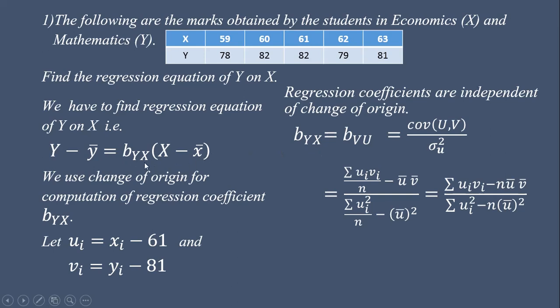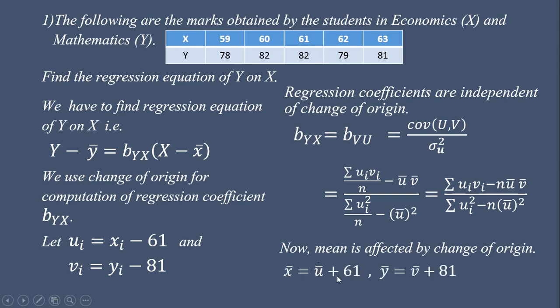Now we want to find x bar and y bar, but the most important thing we have to remember is that the mean is affected by change of origin. These values x bar and y bar we have to calculate using this formula: x bar is equal to u bar plus 61 and y bar is equal to v bar plus 81. Using these two we find x bar and y bar. So we get x bar using this formula, y bar using this formula, and byx using this formula. If we know these three things, we can write the regression equations.